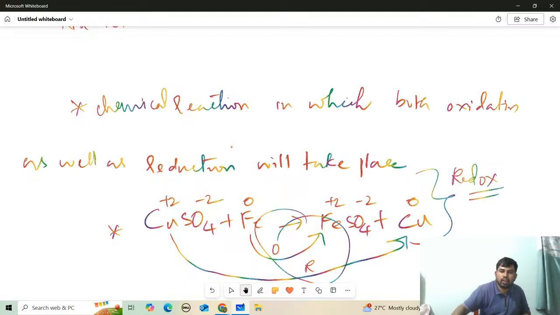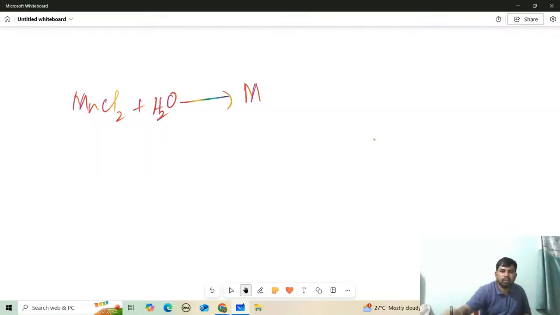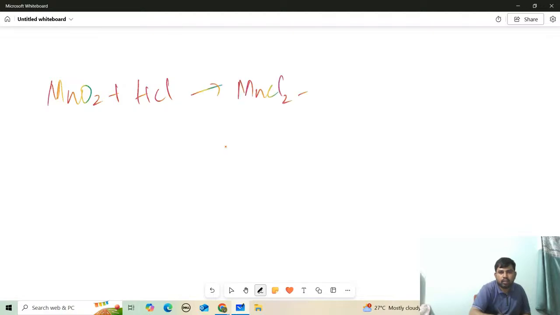Similarly, you can take one more example. What did they give in the textbook? I think MnO2 plus HCl gives rise to MnCl2 plus Cl2 plus H2. I think this is the reaction given here.